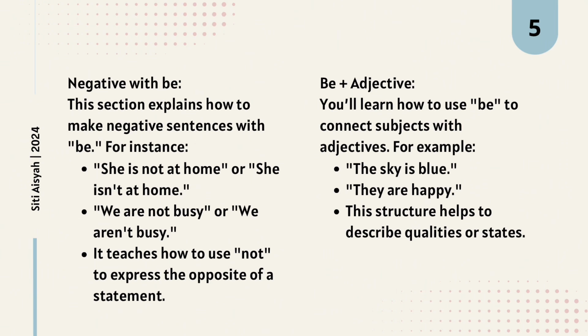Next, be plus adjective. You will learn how to use be to connect subjects with adjectives. For example, the sky is blue or they are happy.